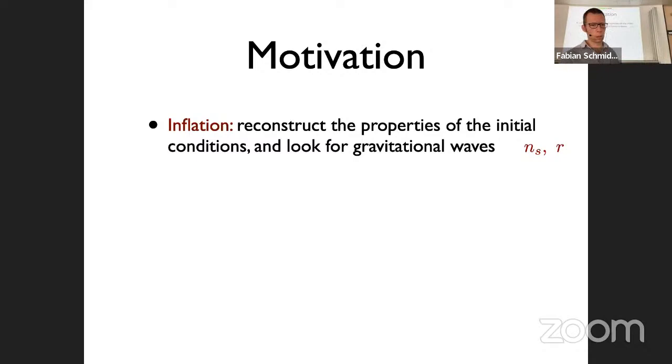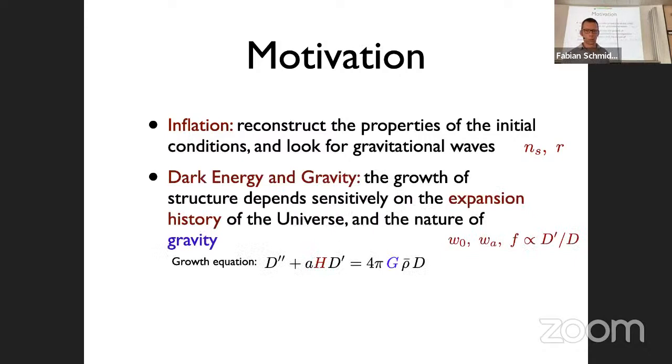Inflation is the epoch in the early universe that we believe happened and generated the initial conditions for structure in the universe. Obviously it is very unclear what actually happened physically during inflation. In cosmology, we aim to reconstruct basically what happened, the physics during that time. One way to do that is to look for the properties of the density perturbations that initialized the structure and gravitational waves, which we summarize in the standard framework with these parameters n_s and r. I'm just writing the parameters here. I'm not going to explain what all of these are.